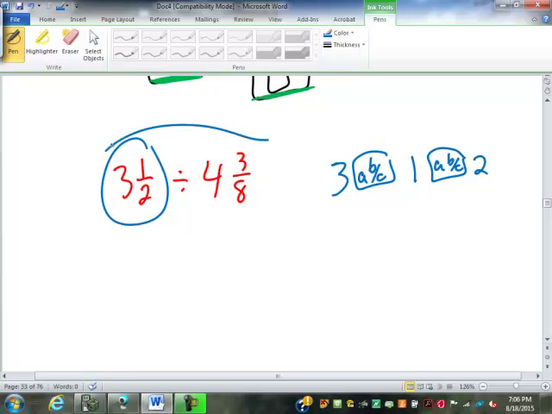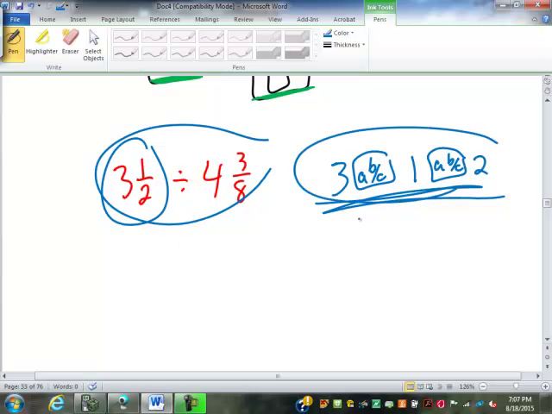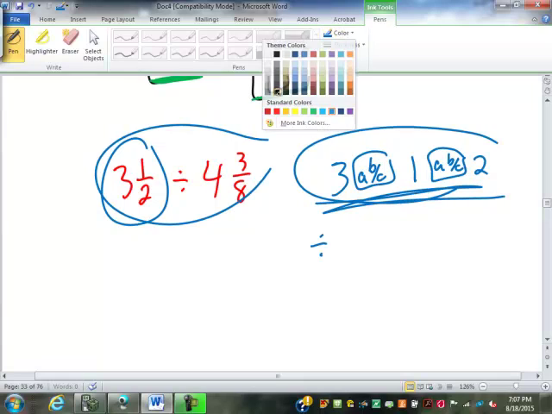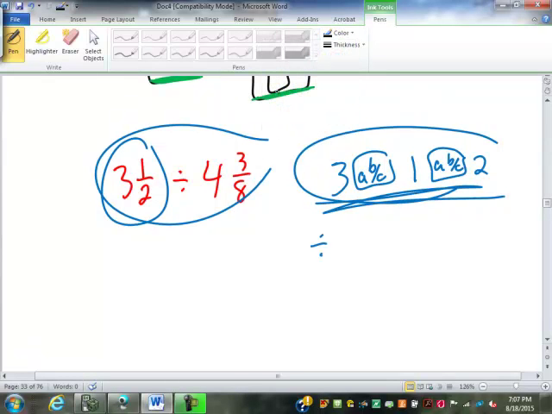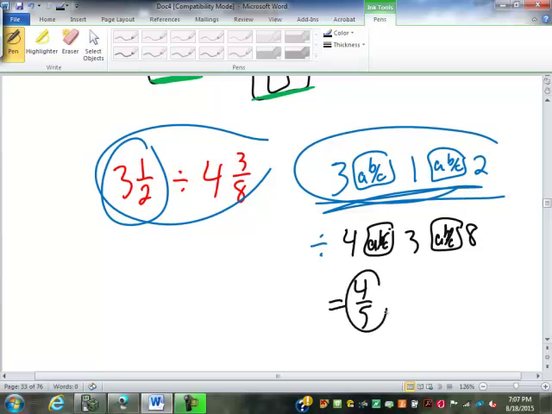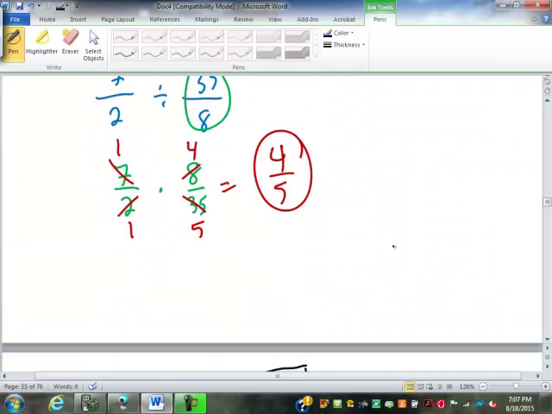So if we wanted to do this problem, we're just going to use that process to enter it in there. So entering the 3.5 and then the 4 3/8. You do all this, then hit divide, and then do the same thing with the 4 3/8. Did you get it to come up 4/5? Perfect. Anybody not get it to work? We have questions?